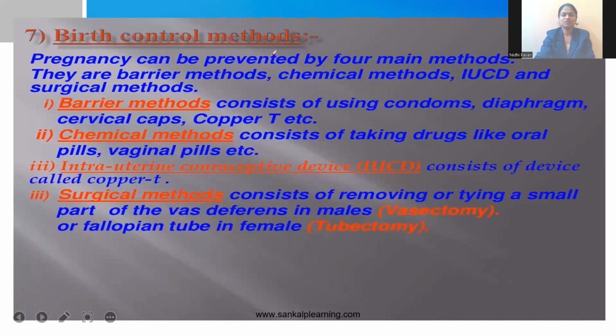Fine. So this is regarding sexual reproduction in human beings as well as the menstrual cycle. In the next class, we are going to learn in detail about birth control methods. As the population is increasing day by day, it is very necessary to know the birth control methods. So let us learn about it in the next session.